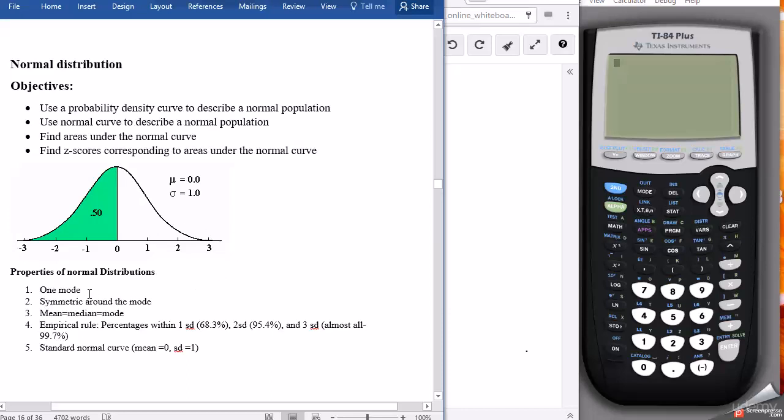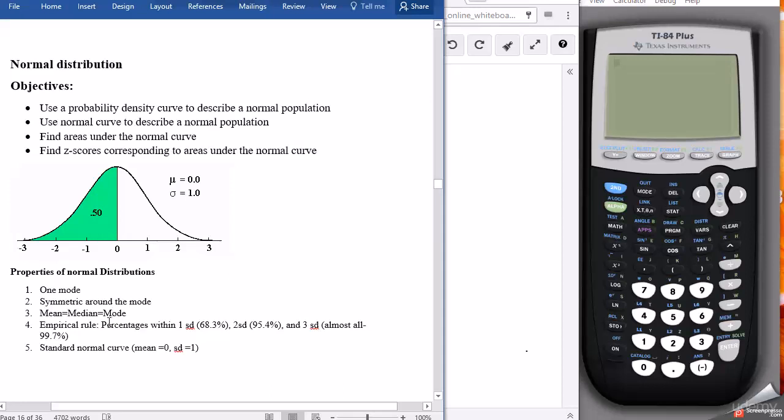Okay. Properties of a normal distribution. It has one mode in the center right here. It is symmetric. We already said that. It's symmetric and has a bell shape. The mean is the same thing as the median and also the same thing as the mode. We see that this is bell shaped, which means that the majority of the data is clustered around the mean.